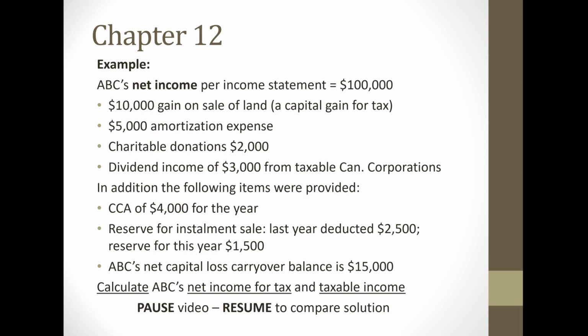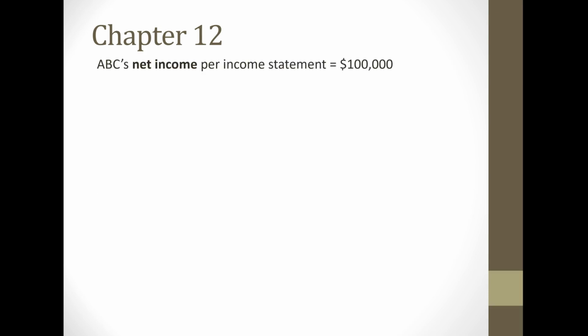Okay, let's move on to the next slide and look at the solution. So the net income according to the income statement was $100,000. So that's our starting point. Then we have to add back amortization expense. We cannot deduct amortization expense for tax purposes.